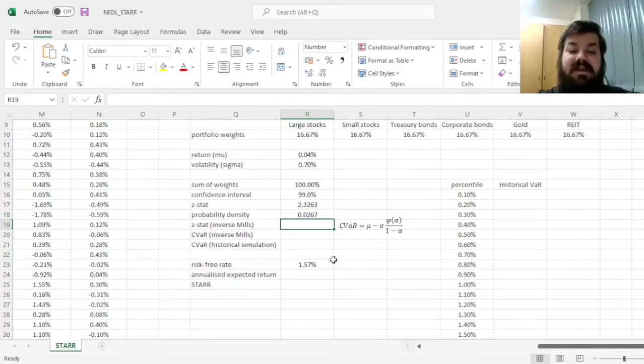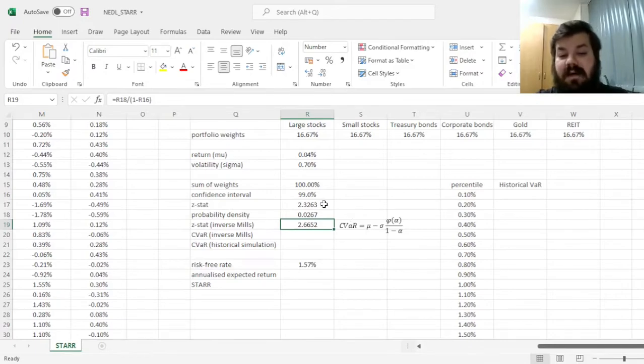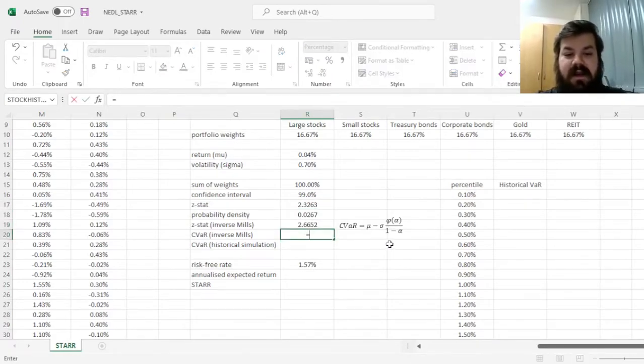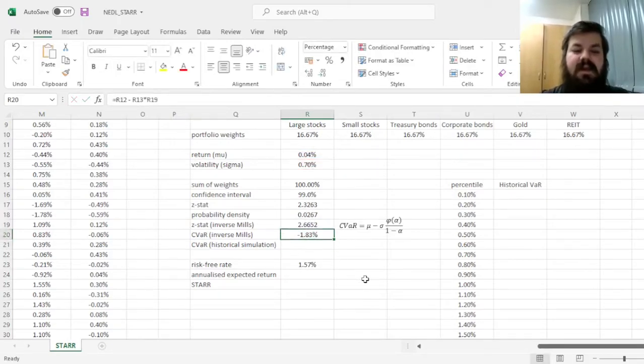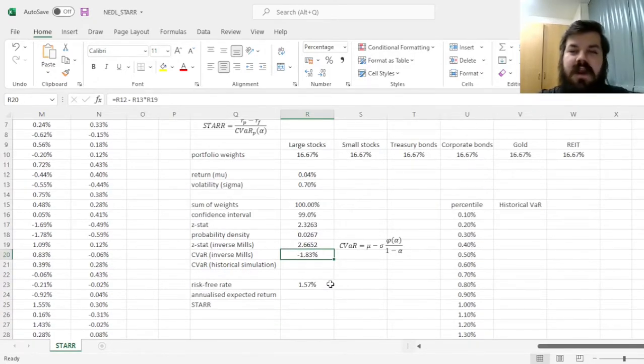And then we can calculate the Z-stat for the inverse Mills ratio, which is the probability density function divided by our confidence interval, which is 1 minus the 99%, giving us our modified Z-stat that gives conditional VaRs instead of regular VaRs. And that means that we can calculate the expected tail loss or expected shortfall by just subtracting from the mean the volatility times the just calculated modified Z-stat, giving us a conditional VaR of minus 1.83% daily, which, if we consider this as a risk measure or loss measure, would go in the denominator with a negative sign in front. So we would just divide the excess return by negative conditional VaR, so our ratio remains positive.